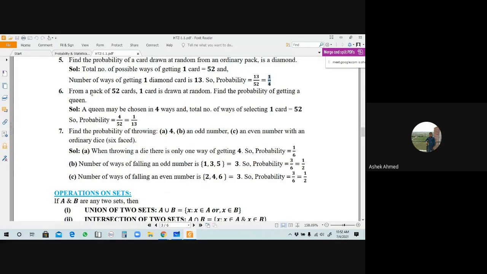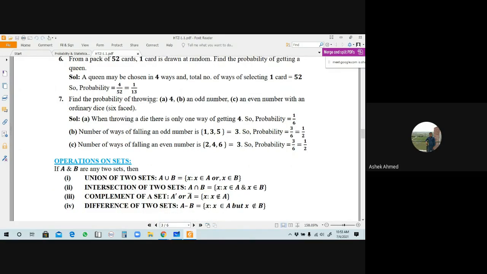In the next problem, from a pack of 52 cards, one card is drawn. Find the probability of getting a queen. Tell me, how many queens are in a pack of cards? 4 queens. So this will be 4 by 52. Understand?